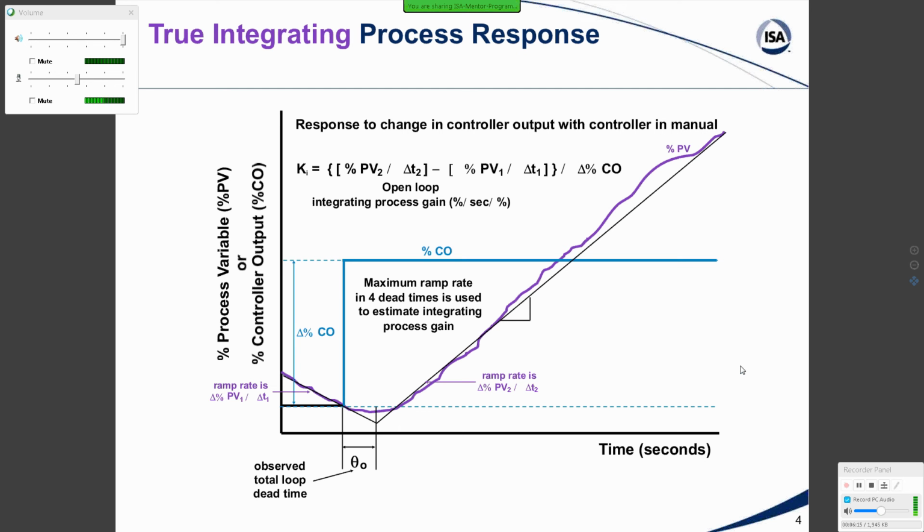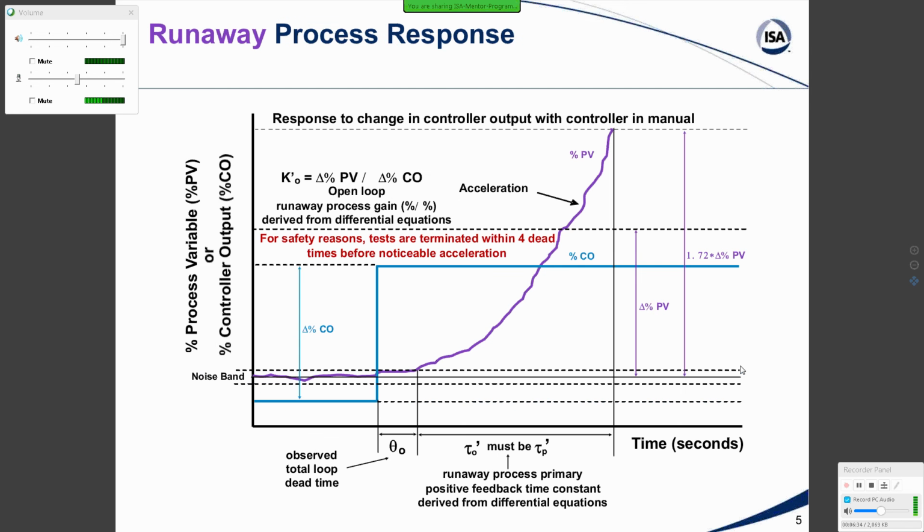is 1/seconds. And the steady state gain, if we went back to the other slide, would be percent per percent, percent PV change per percent controller output change, and it would be dimensionless in the literature. And the time constant can be in minutes or seconds. You just got to know which one.